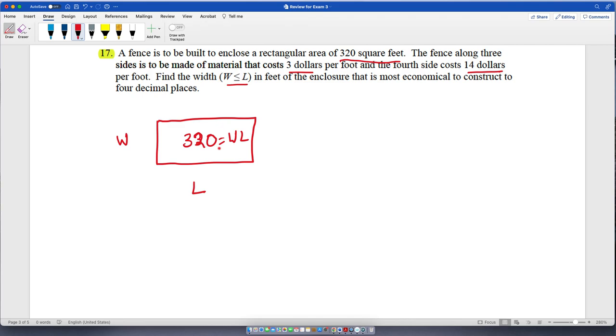So part of this is just problem solving, that we'll choose one side to cost $14. So that side is going to be 14 times W, right? And then the length sides are going to cost $3, so this will be 3L, 3W, and 3 length. So that's going to give us our cost. So our cost is a function that is 6 times the length, 3L plus 3L, plus 3W plus 14W, 17W. And we want to minimize that.